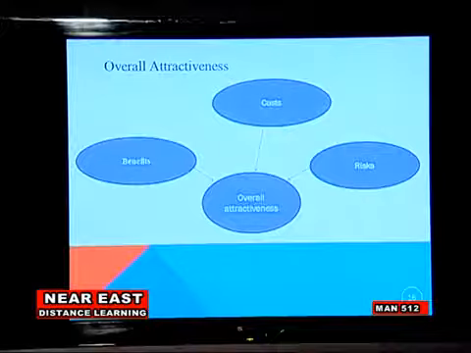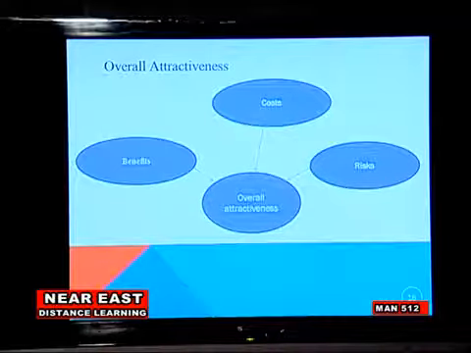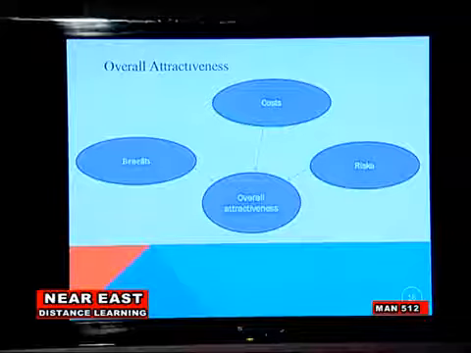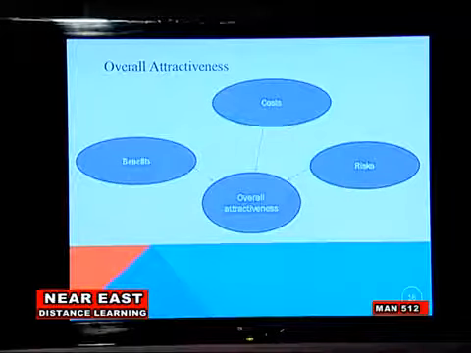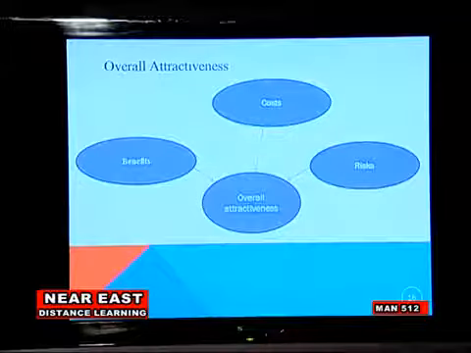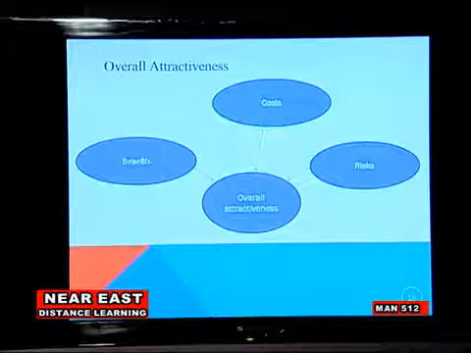Then we have overall attractiveness. If you look at our benefits, the costs that we will incur for setting up the company, the other costs, and the risk. If the costs and risks are lower than the benefits, in other words, if the benefits are higher than the costs and risks, then we can say it is attractive and we can move into that country.